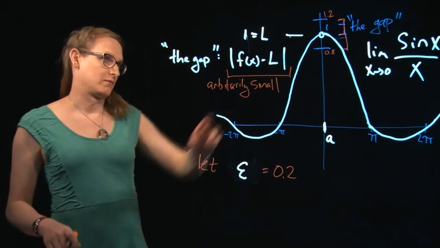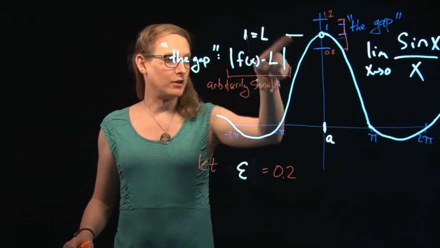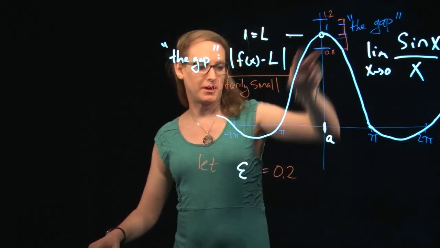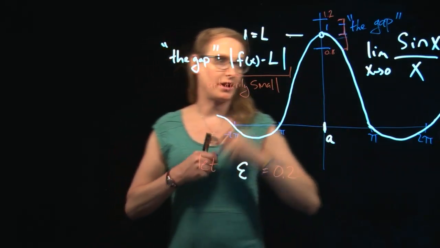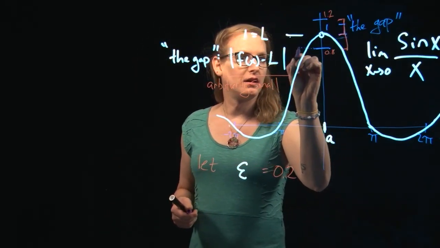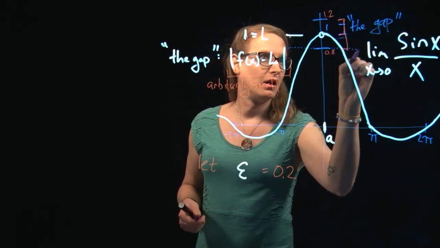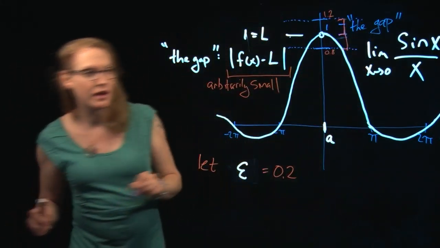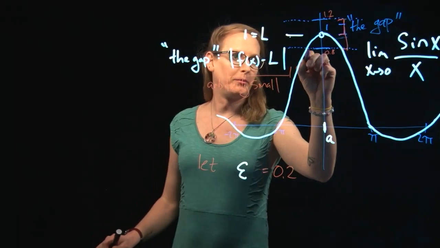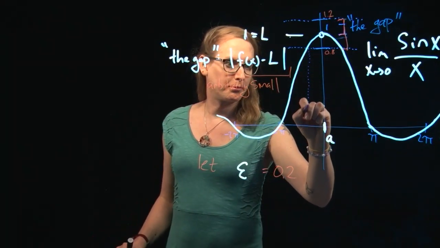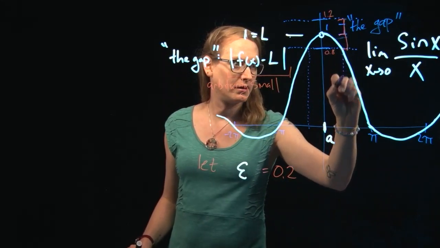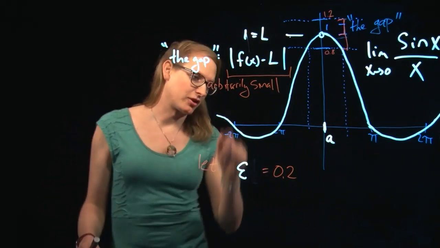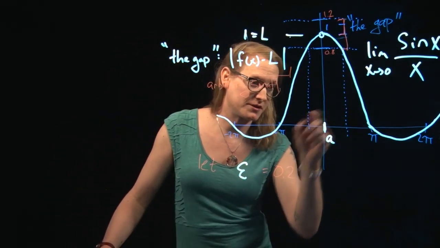So, we've got a gap determined by L plus epsilon and L minus epsilon. Now what we want to do is be able to find a window about A so that function values map in here. So I'm going to draw a cross to define my window. And it should be symmetric. My drawing is imperfect, so it's not symmetric, but it should be perfect.